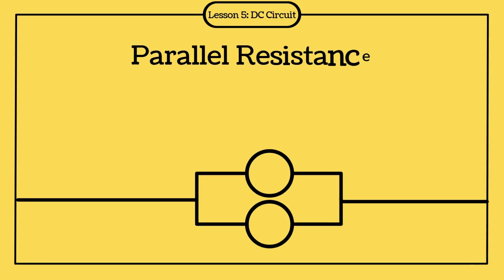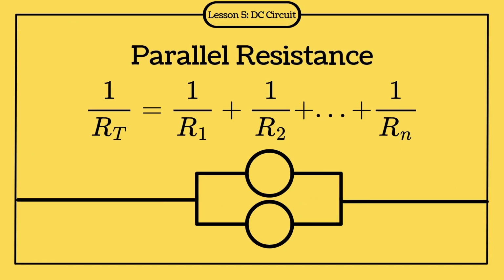Meanwhile, for parallel resistors, the reciprocal of the total resistance equals the sum of the reciprocals of the individual resistances. Now this is a bit of a mouthful, so let's break it down. Essentially what this means is 1 divided by the total resistance equals 1 divided by the resistance of the first resistor, plus 1 divided by the second resistance, plus 1 divided by the third resistance, and so on and so forth for the total number of resistors.